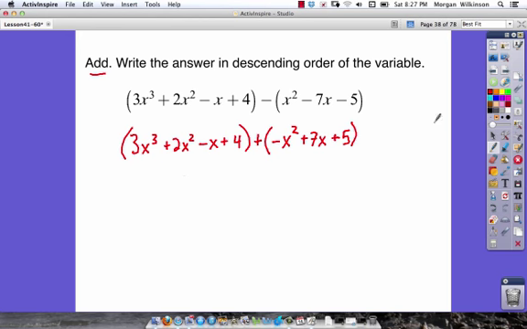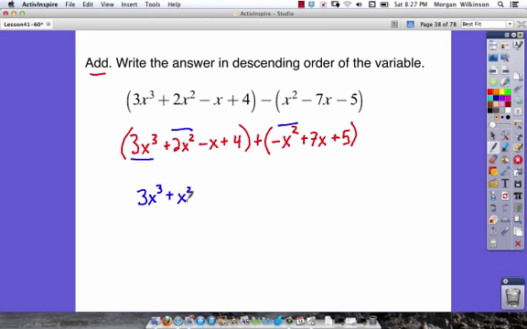How many x to the third powers do we have? Well, we've got 3. We've got none. That makes it easy. We get 3x to the third. How many x to the second powers do we have? Well, we have 2. And we have negative 1. Well, 2 plus negative 1, that's just 1. So we're going to get plus x squared.